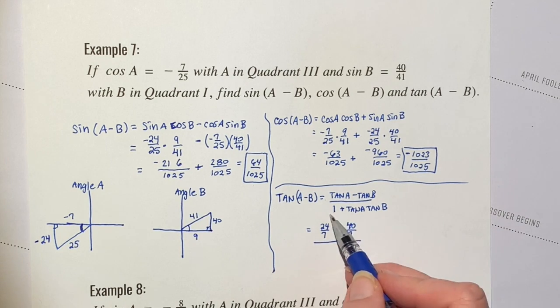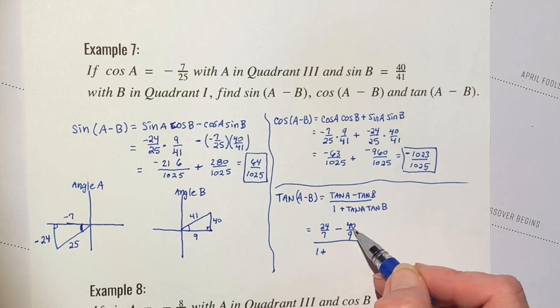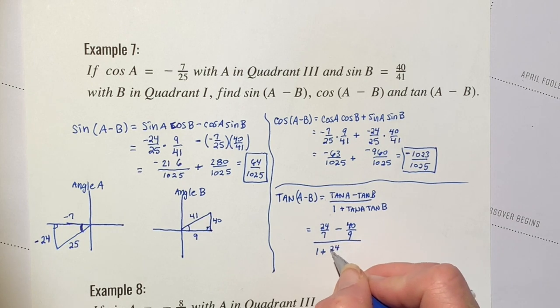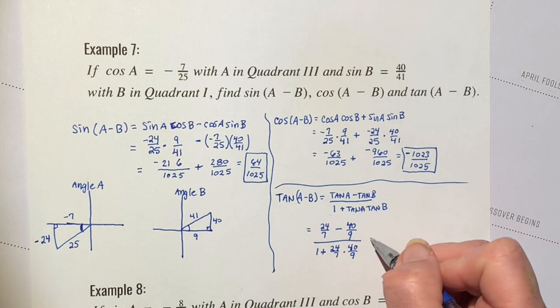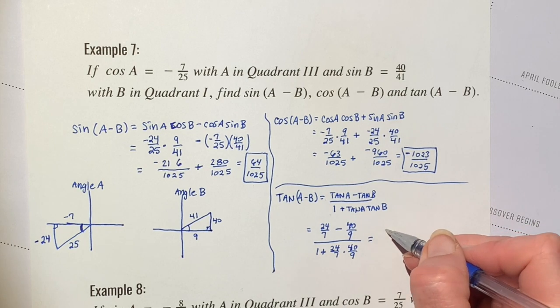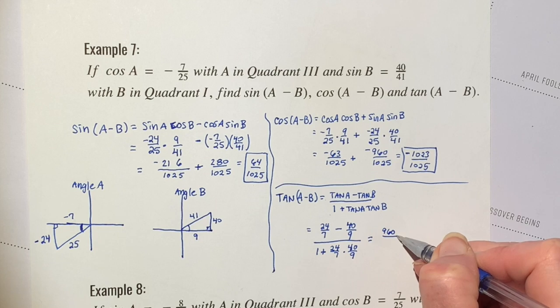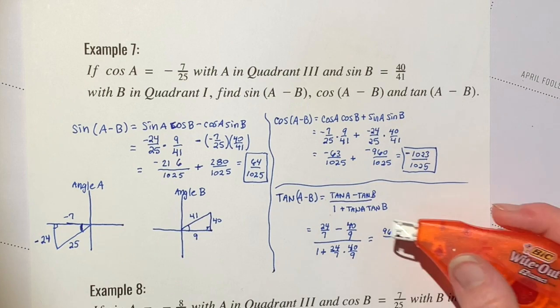All right, the denominator: 1 plus, and then I've got to multiply the tangent. Here's the tangent of A and tangent B, so basically it's just 24 over 7 times 40 over 9. All right, so 24 times 40 is 960. Oh, wait a minute, I don't have a common denominator. Let me back up a minute. Okay.